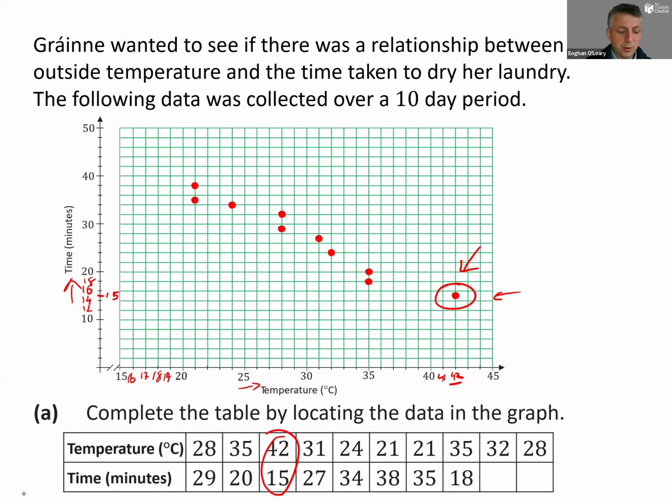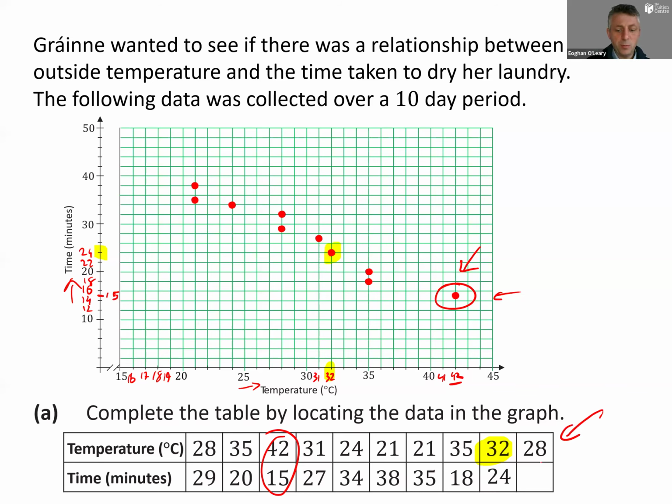Then when we're doing the 32 degrees, 32 degrees is going to be here. So that's that point. And when we go across, then it's 2 units up on the vertical axis. This is 31, this is 32, but here we've got to be careful. This is 22 and then 24. So when the temperature is 32, it'll take 24 minutes to dry.